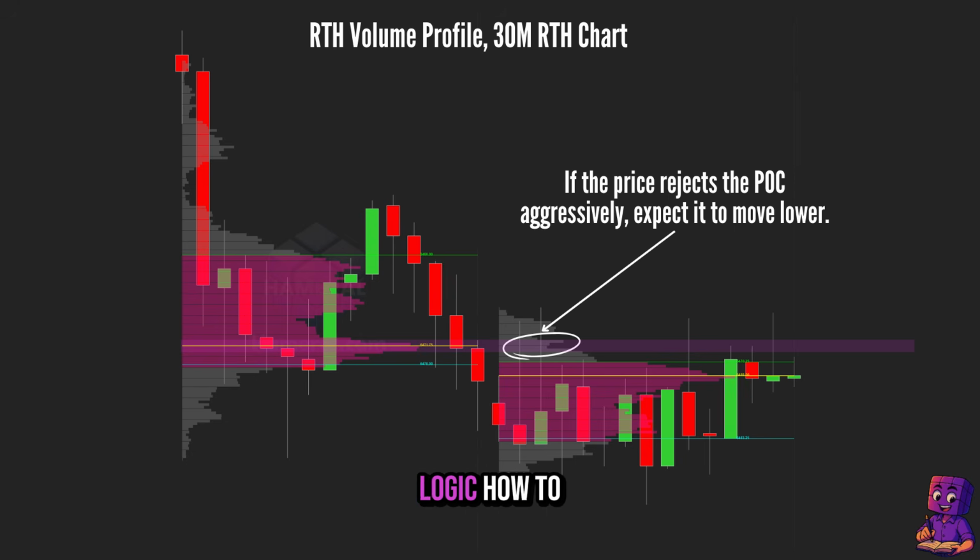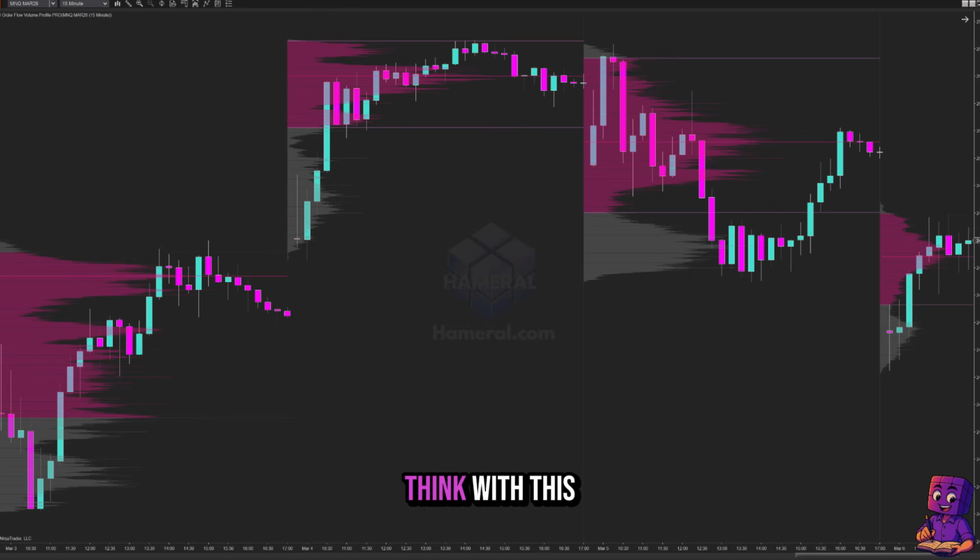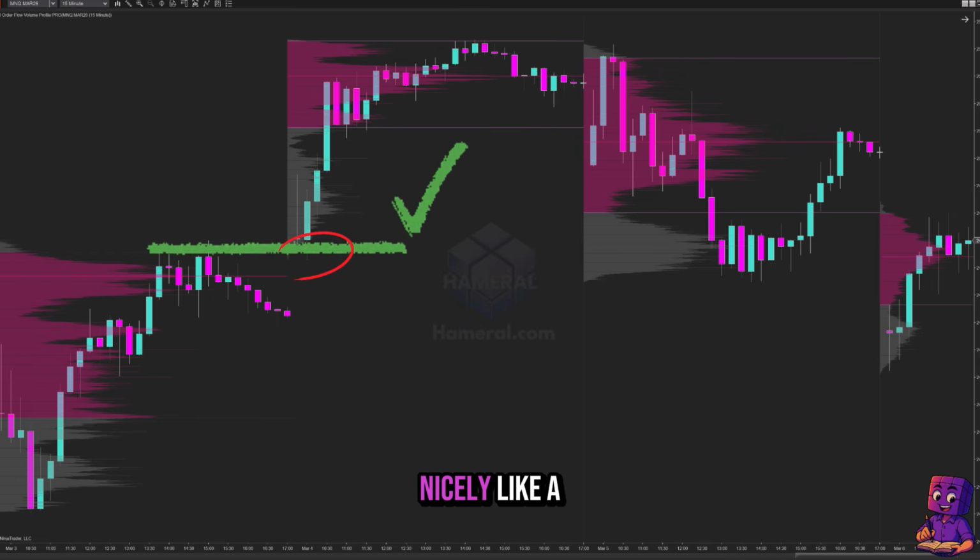Quick real case logic: how to read a day. Let me show you how professionals think with this simple recap logic. Example 1. The day opens above the previous value. That gives us a bullish context. So we focus more on buy trades. As we can see, price retests the VAH and reacts nicely, like a support area.